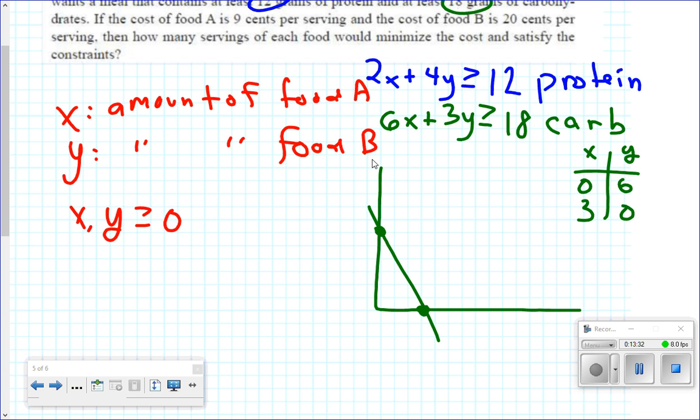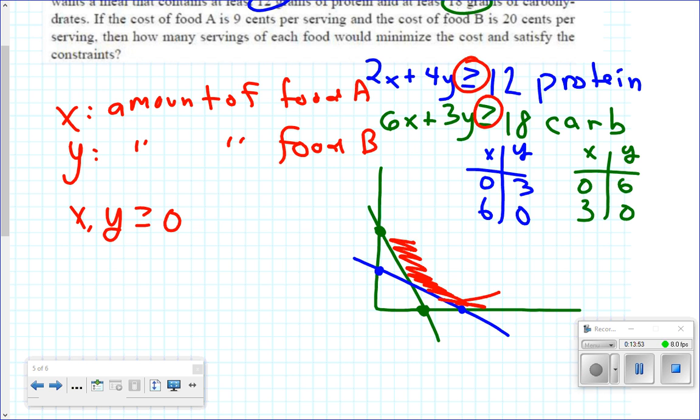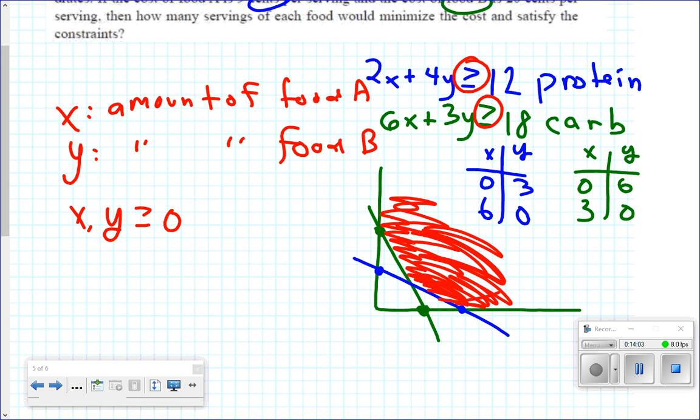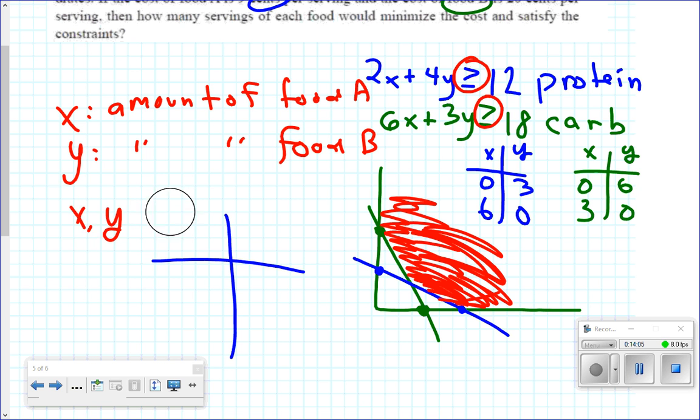Let's do the blue one. The blue one has X-intercept at 3 and Y-intercept at 6. The only difference here is look at my greater than or less than sign. Since both of these are greater than, I'll be shading above. So my feasible region is this unbounded region northeast of the boundary lines. So I only have 3 vertices on this one. So let's make our table.